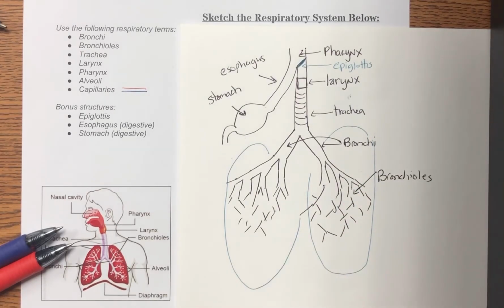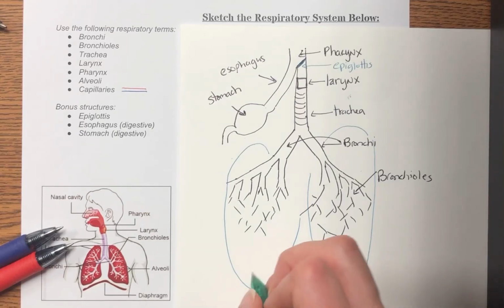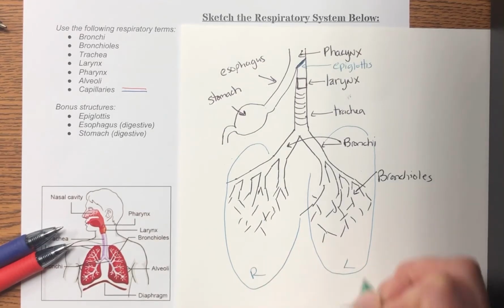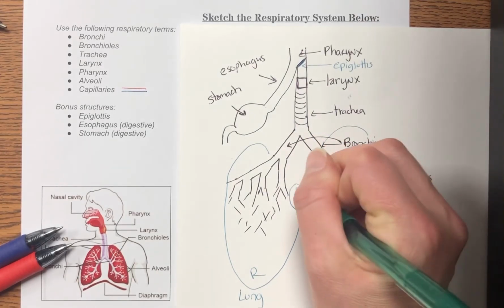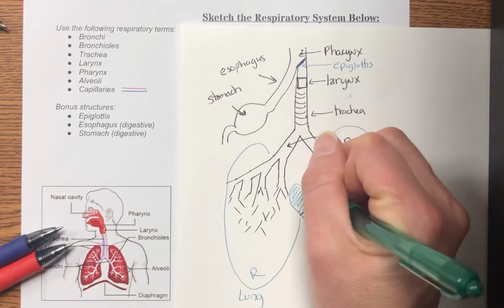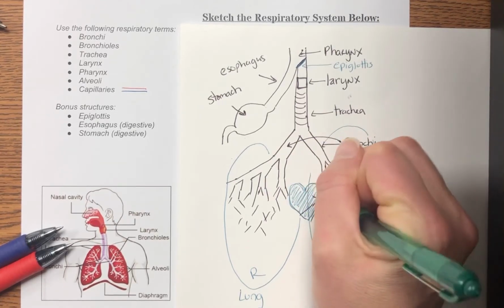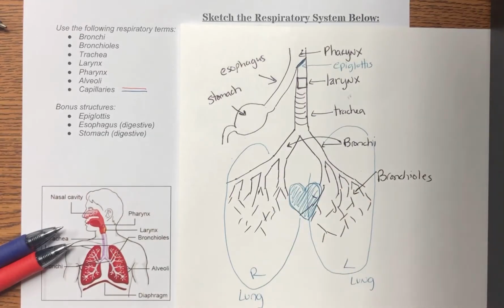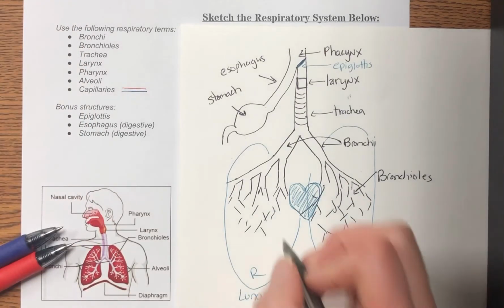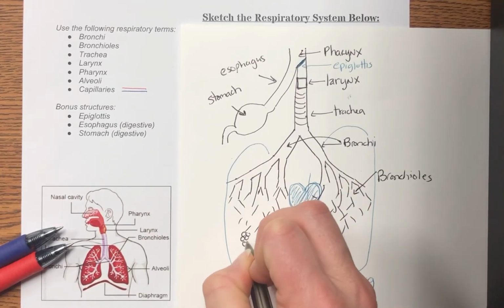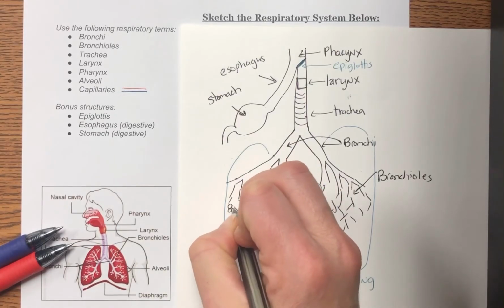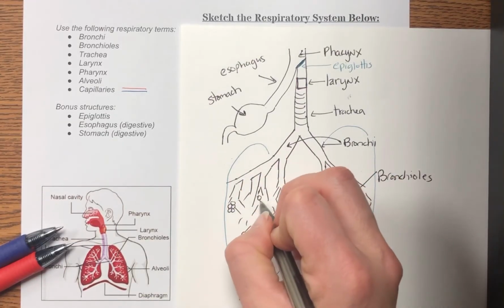Don't forget left is on the right and right is on the left because we're looking at a front view. So this is going to be the right, this is going to be the left. Can label it lung, just like that. And your heart actually sits in between, if you want to draw that on there. It's a lot bigger. At the end of the bronchioles are going to be the air sacs called alveoli. Sometimes people say alveoli. This is the site of emphysema. This is why you don't smoke. You damage those delicate air sacs.